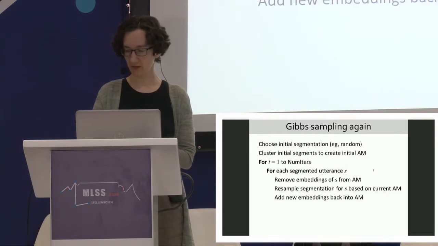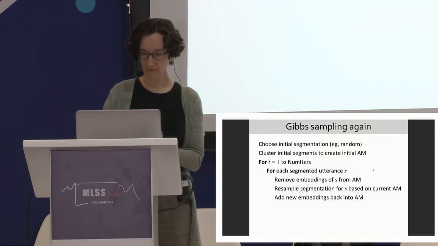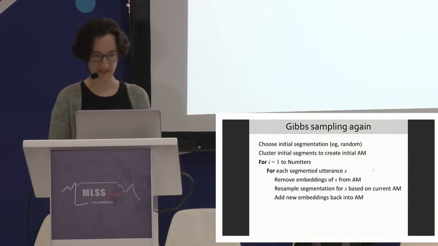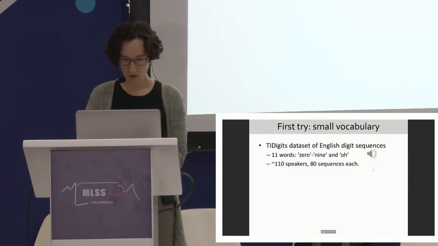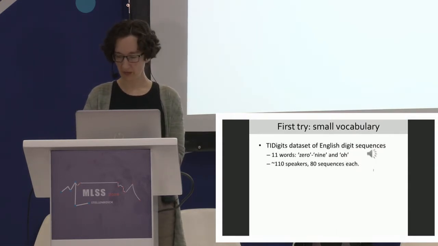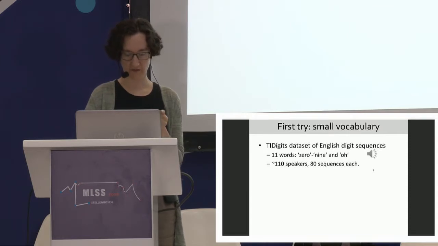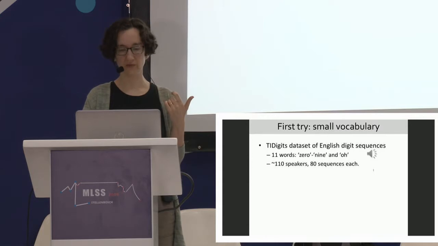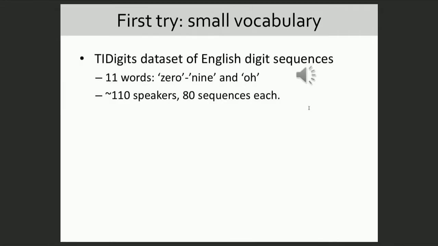So the first thing we tried was a small vocabulary data set. This is the TI digits corpus, and it's a corpus of English digit sequences, so it just has 11 words. But it does have a lot of different speakers. So let me just play you, hopefully this will work, an example of the kind of utterances that are in here.